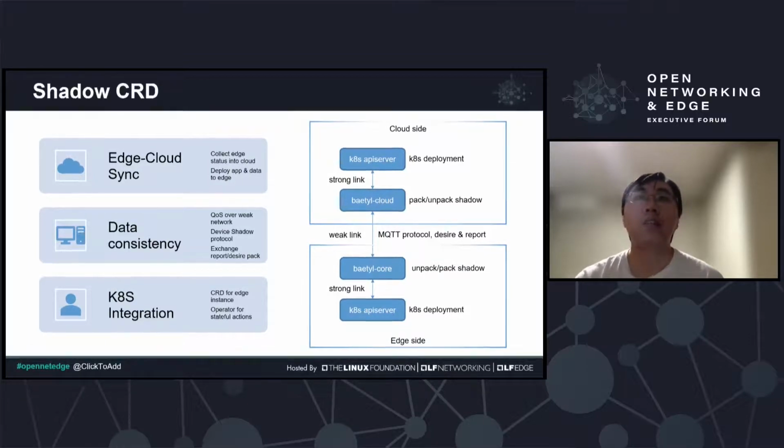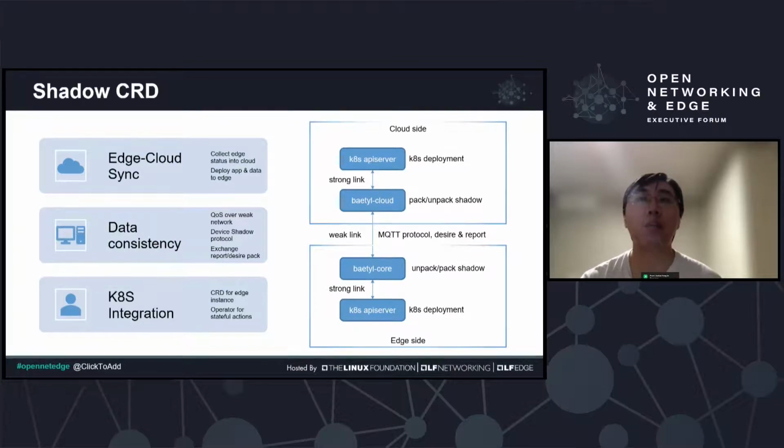On the edge side, by receiving the shadow object, Beetle will unpack it and send the original CRD definitions to the local Kubernetes cluster for deployment. After the deployment is achieved, the new state, which reflects all your application configurations and data, will be collected by Beetle from the local Kubernetes API server and packed again as a shadow object.